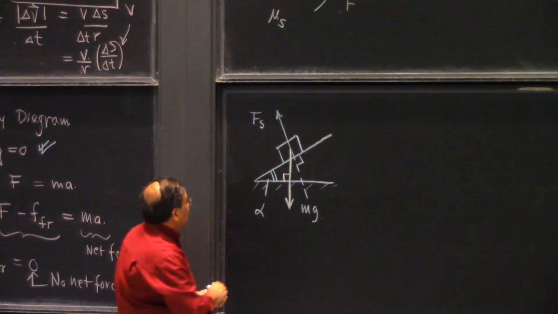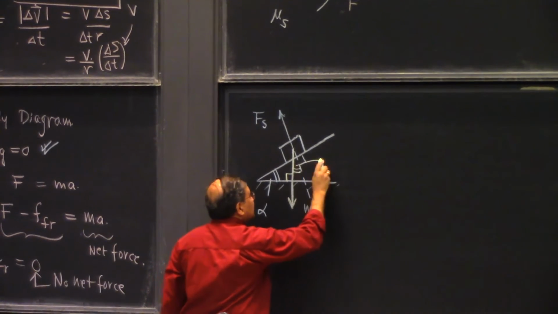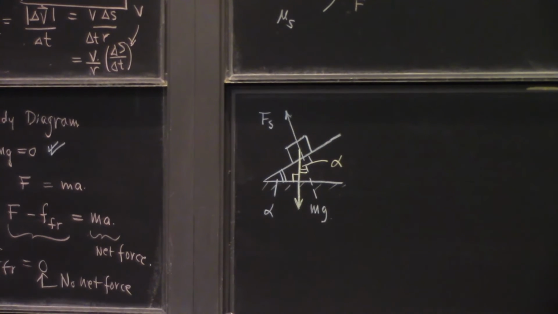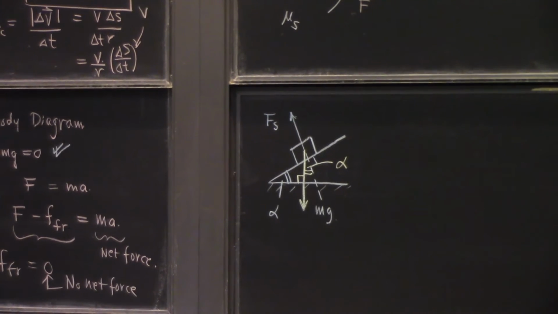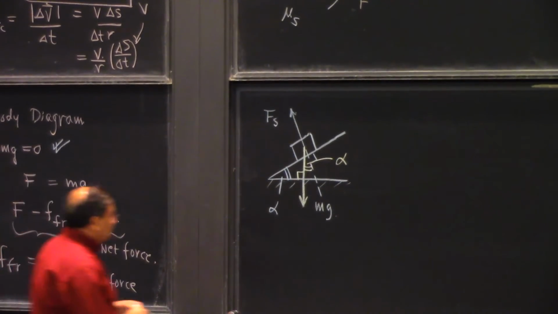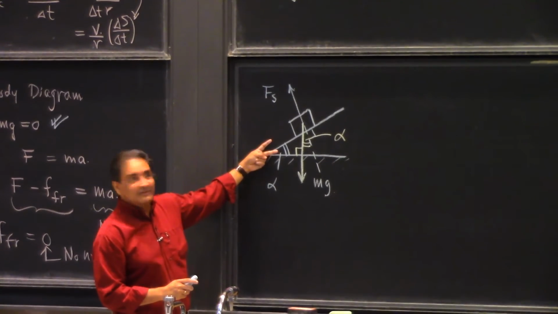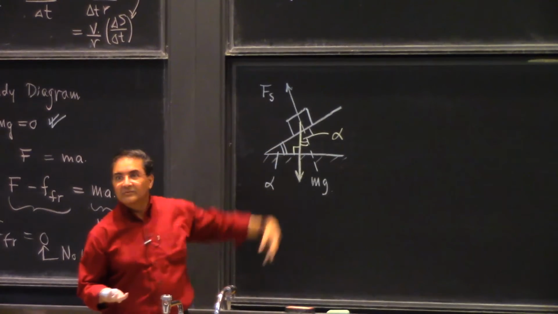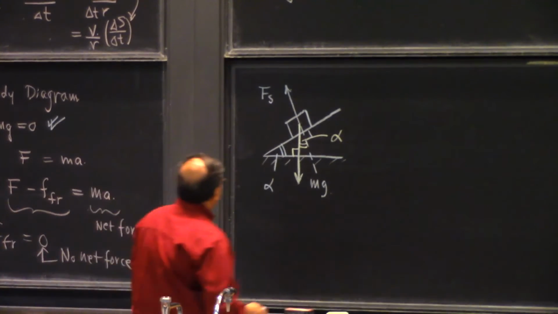Right? So that means if this is alpha, this angle must be alpha. That's very important. So many people make a mistake here. But as long as you realize that you have taken this angle and turned it around by 90 degrees, you can't go wrong. It's as simple as it can be.